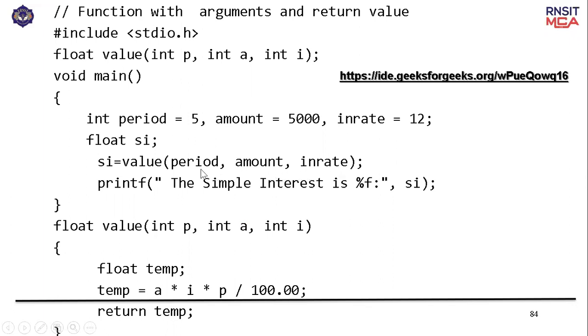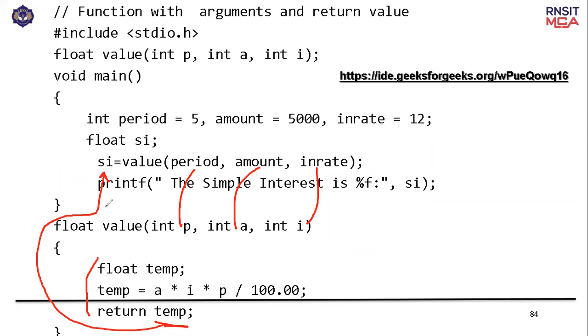I'm passing it, and after passing it, the values will come here. P will hold the period value, A will hold the amount value, I will hold the I rate value, and after doing all these calculations, what happens? It returns the value temp. Whatever return value is returned from this function goes and is stored in SI. That's why you write SI is equal to value of so and so. And finally, this SI value you are displaying here. This is the program.